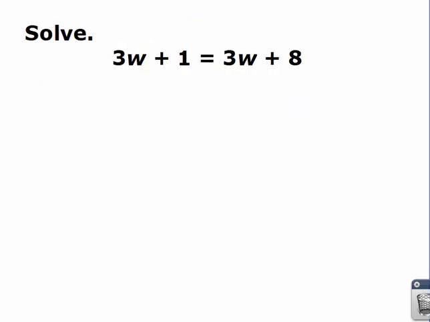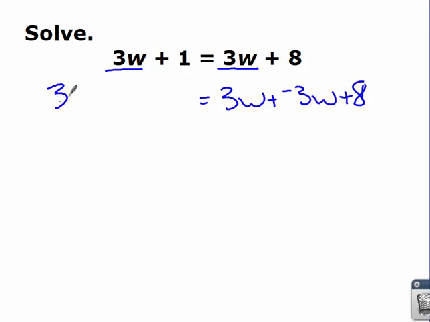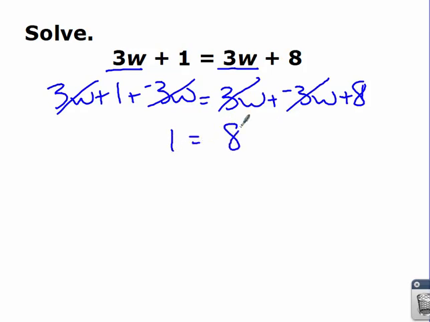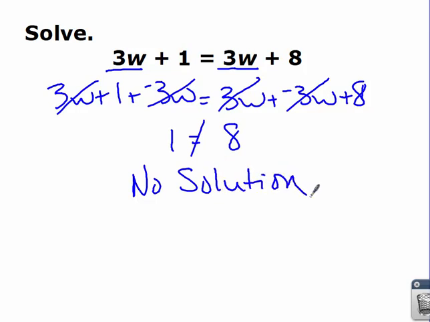So let's look at this one. I'm hoping that you see that I've got a 3w here and a 3w here, so my 3w's are going to cancel each other out. So 3w plus negative 3w plus 8 is equal to 3w plus 1 plus negative 3w. My variables cancel out, and I'm left with 1 equals 8. Is that a true statement? No, it's not. So it's not equal, and we say no solution. So if the variables are eliminated and it's a false statement, it's no solution.